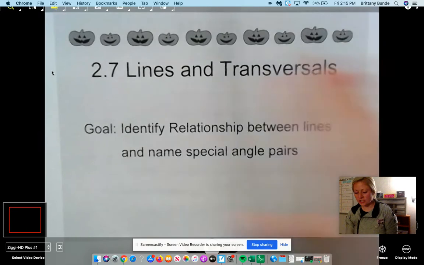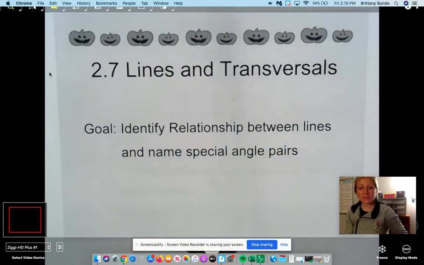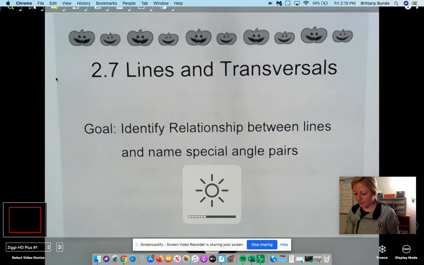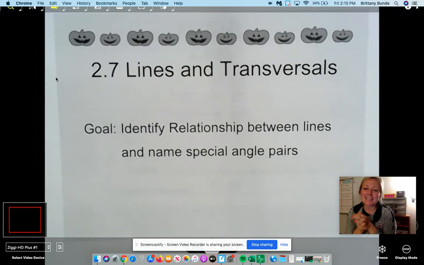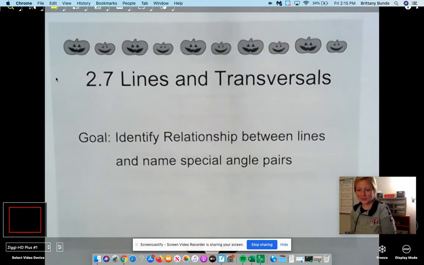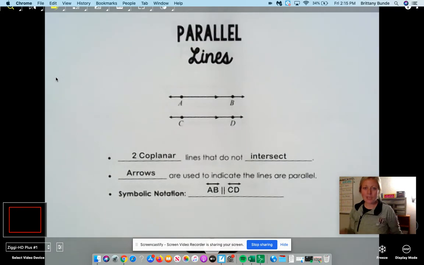Your notes should say something like parallel lines and transversals on the top. I love this lesson. I just love these angle relationships and the things that we can do with them. So without further ado, let's get started. Today, after our lesson, you'll be able to identify relationships between lines and special angle pairs. All right, let's get rolling.